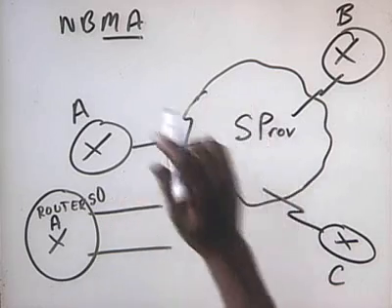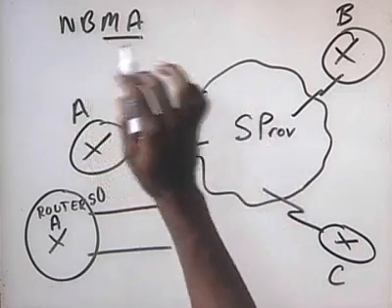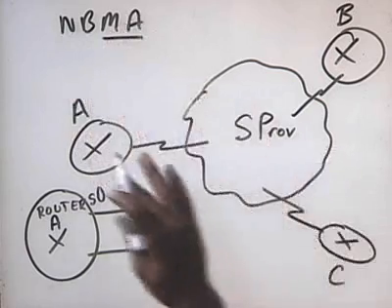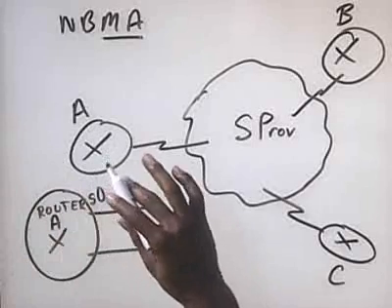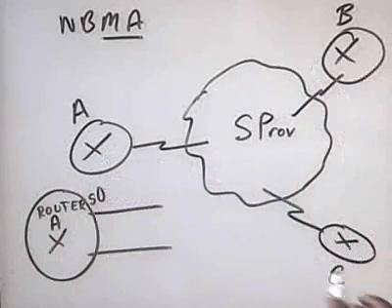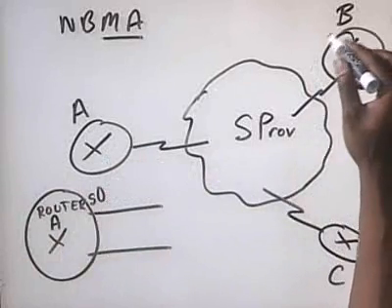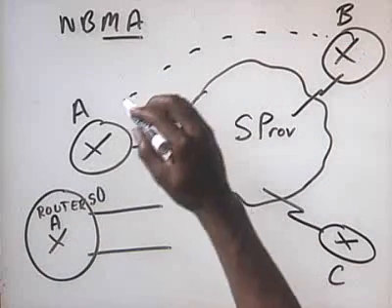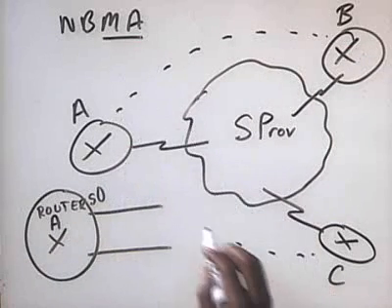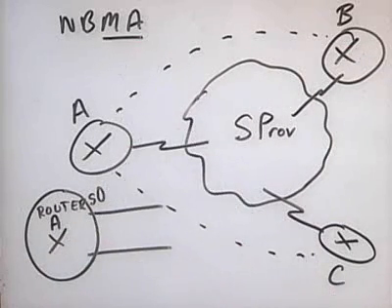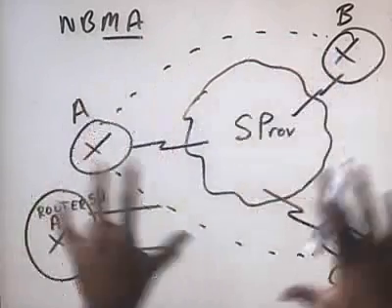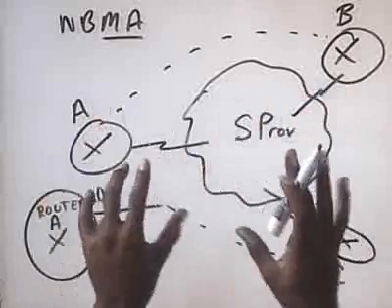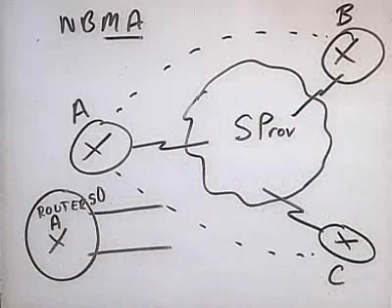As I mentioned, frame relay is a non-broadcast multi-access environment. Here we have a hub and spoke topology where router A is the hub and routers B and C are the spokes. We have a PVC here and a PVC here. Being a multi-access environment means that all of these devices appear as if they're in one common layer 2 environment.